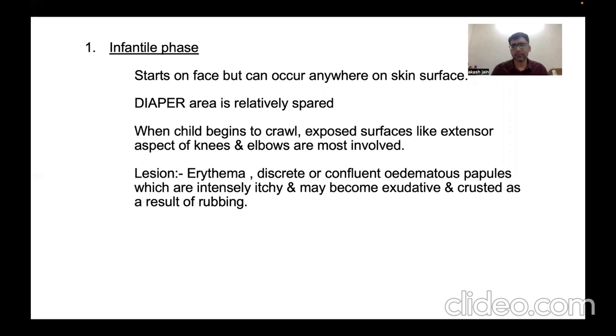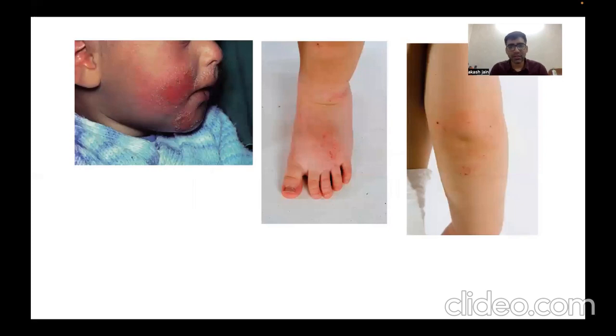So there are multiple well-defined discrete or confluent erythematous papules associated with a few excoriations on such surfaces. This is a classical picture of atopic dermatitis in the infantile phase, where on the face you can see classical erythema with papules, scaling and crusting, mainly over the cheeks, and a bit over the chin and forehead. Also, when the infant begins to crawl, you can see some erythema and excoriations over the feet and the knees.